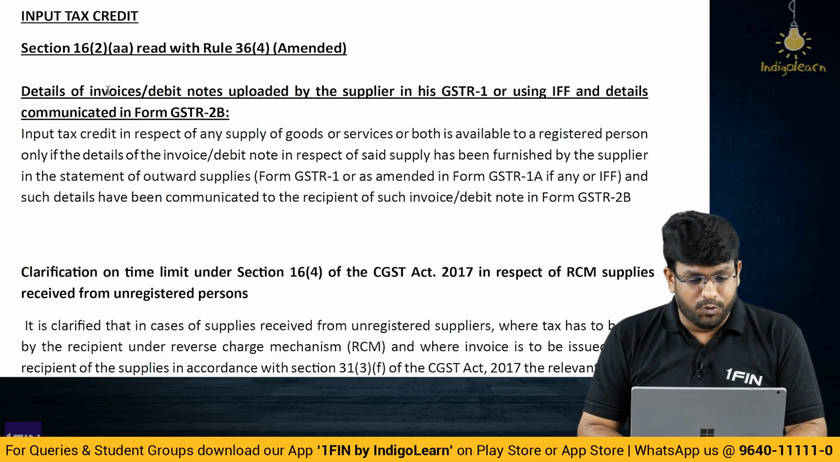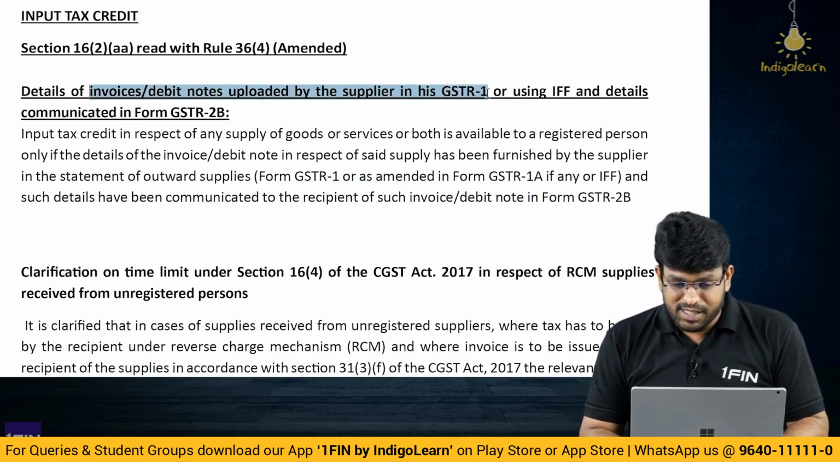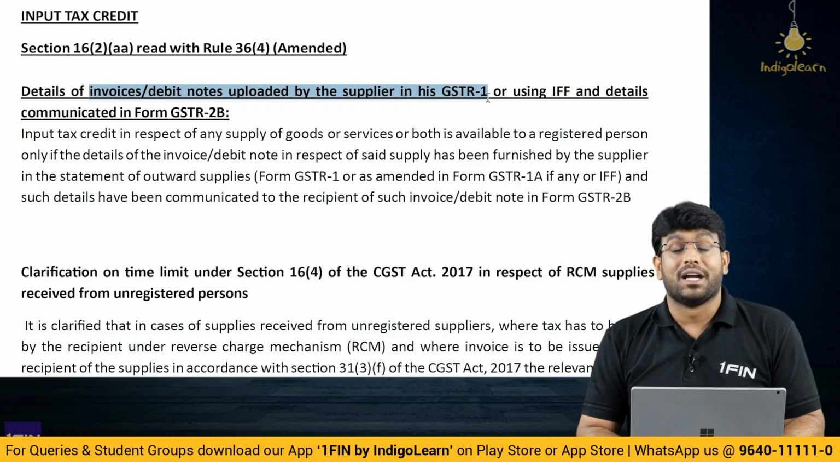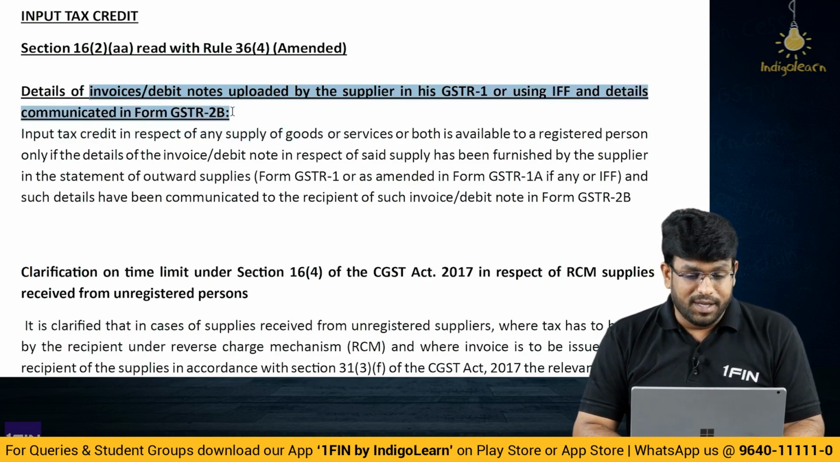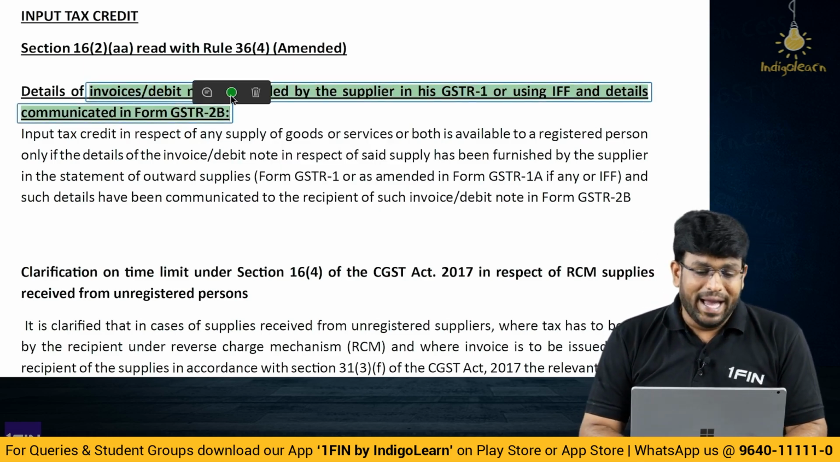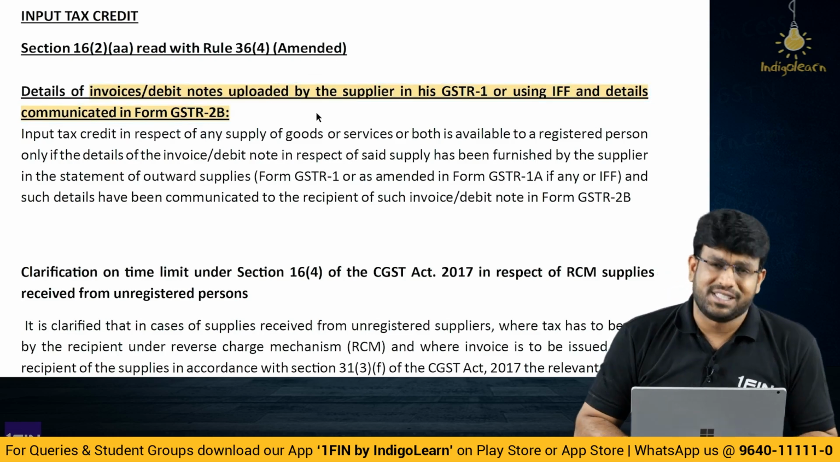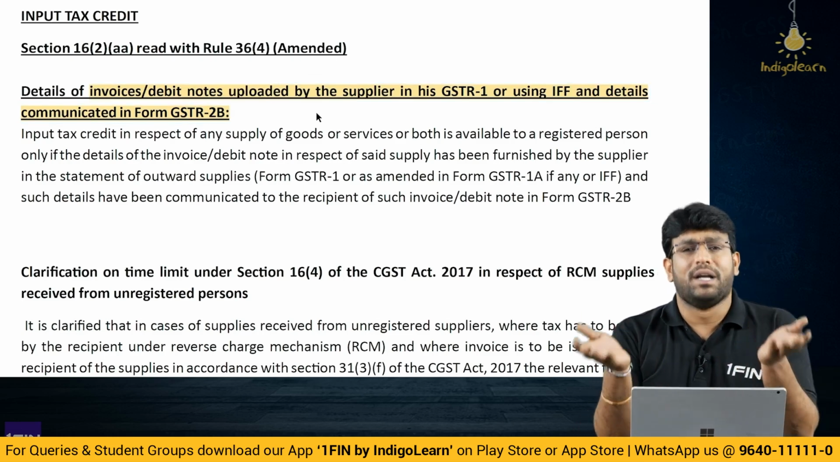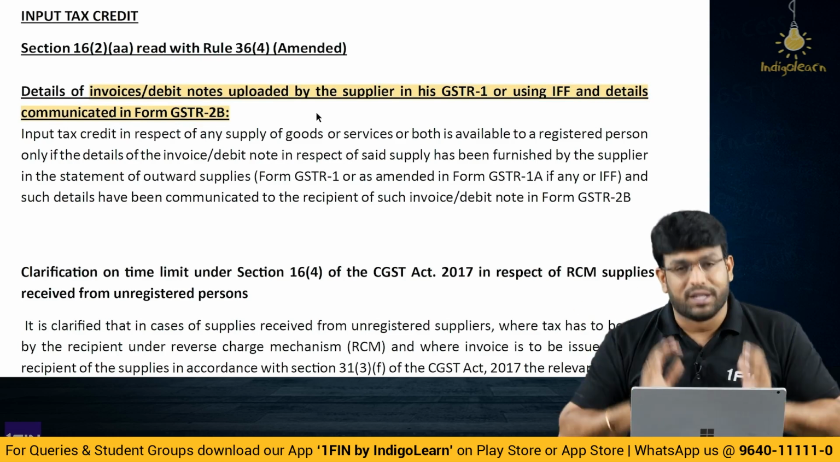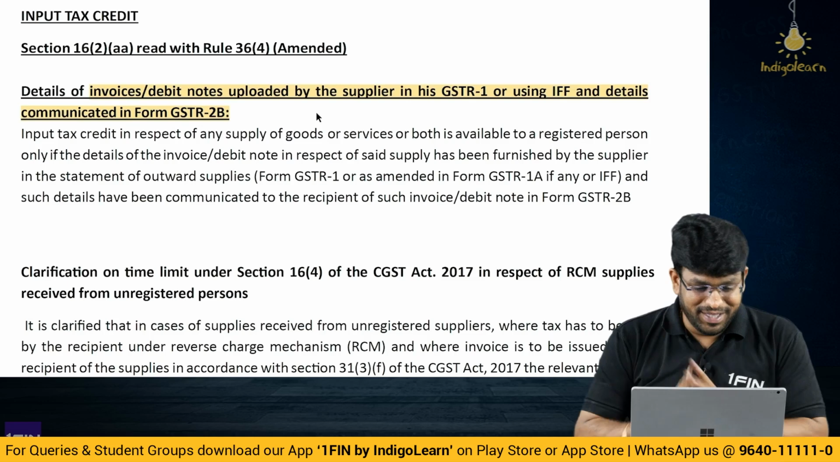Section 16(2)(aa) read with Rule 36(4). Details of invoice or debit note uploaded by supplier in his GSTR-1 or using IFF, that is in case of QRMP scheme, shall be communicated in Form GSTR-2B. We know very clearly that practically now a recipient can claim input tax credit only if the credit populates in GSTR-2B. If credit doesn't populate in 2B, you cannot take input more than that. That is a rule. Clear, friends? Next.